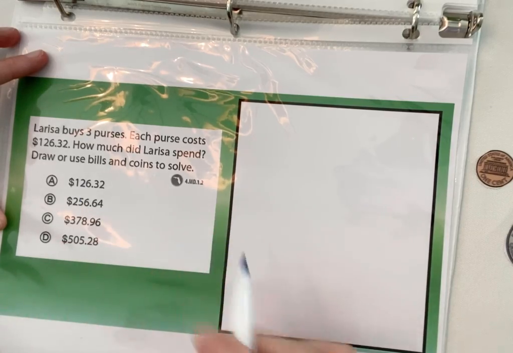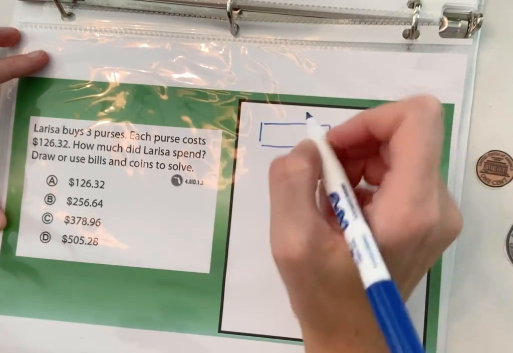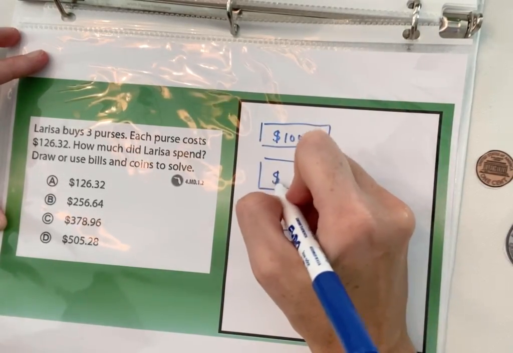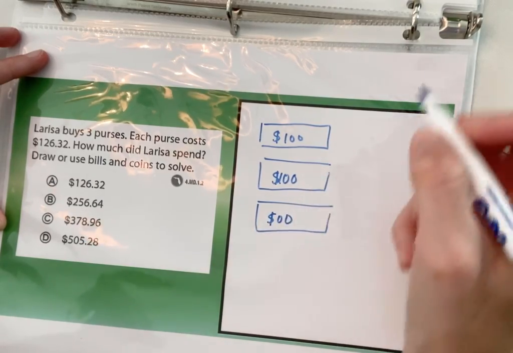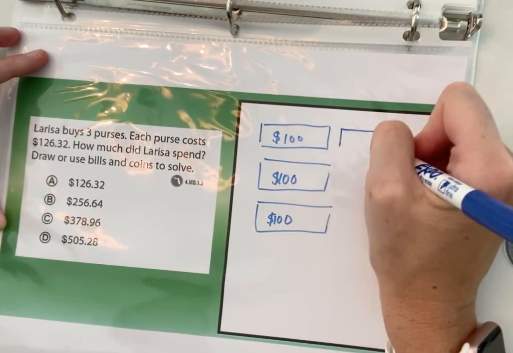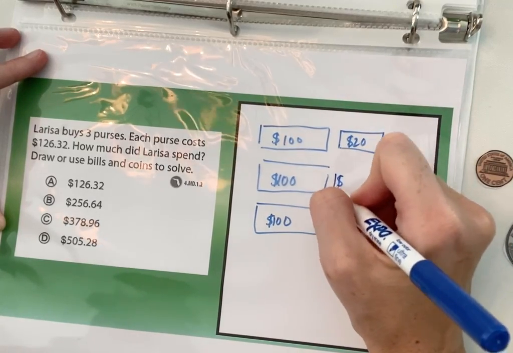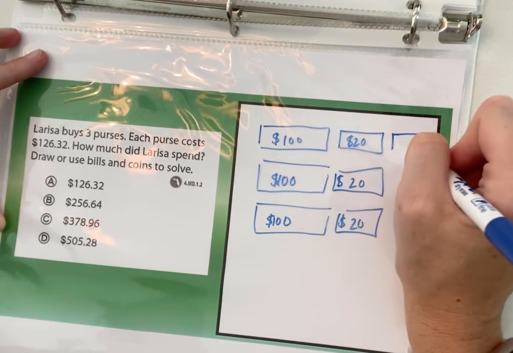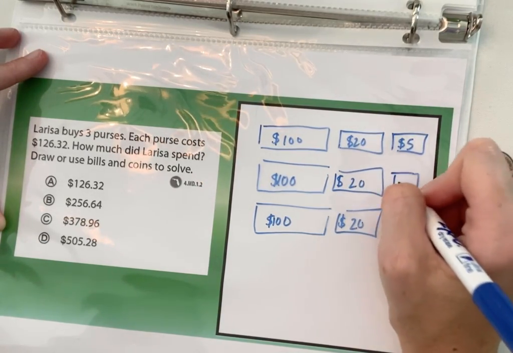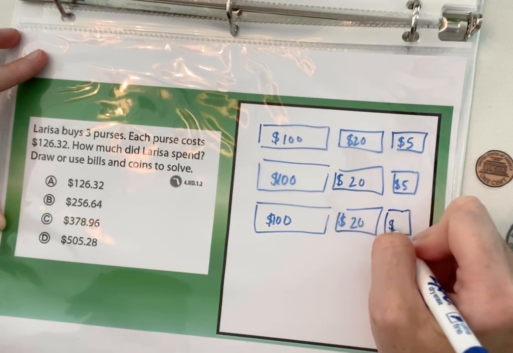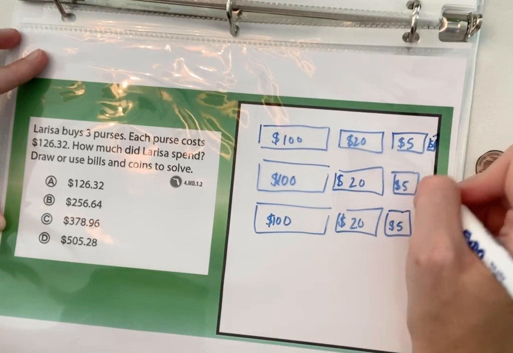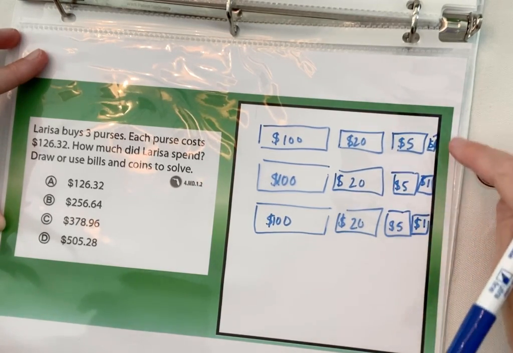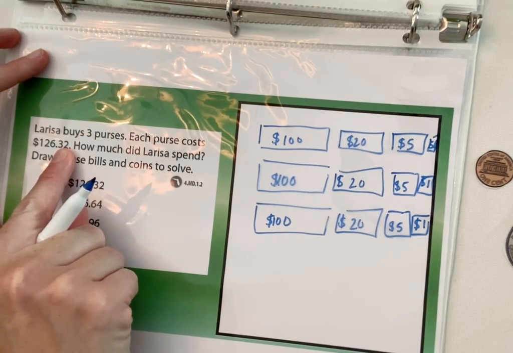Draw or use bills and coins to solve, right? So she had 100. And then she could have used a $20 bill. And then she could have used a $5 bill. I'm running out of room here. My bills are getting smaller. And a $1 bill. That would be $126 3 times, wouldn't it? But we've got to divide 32 cents, right?